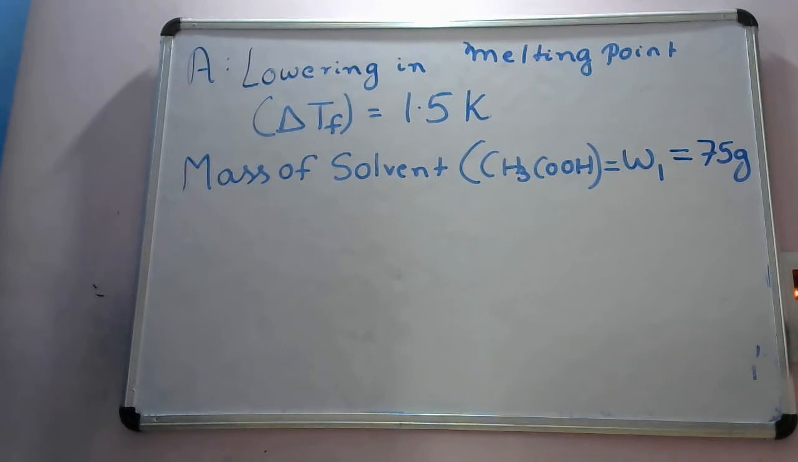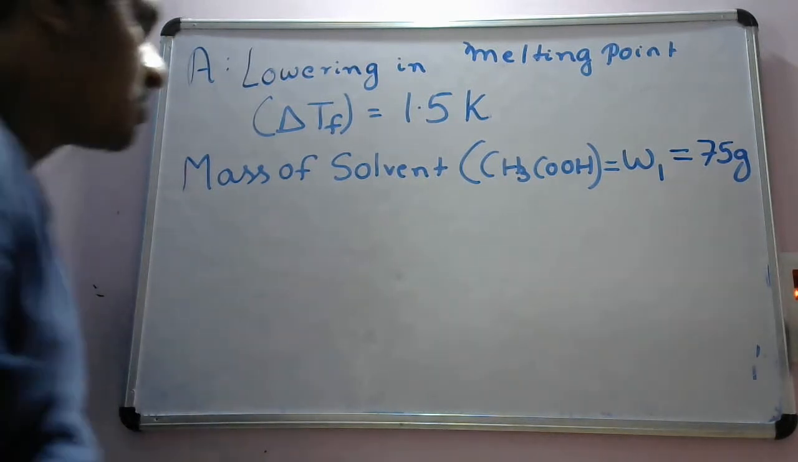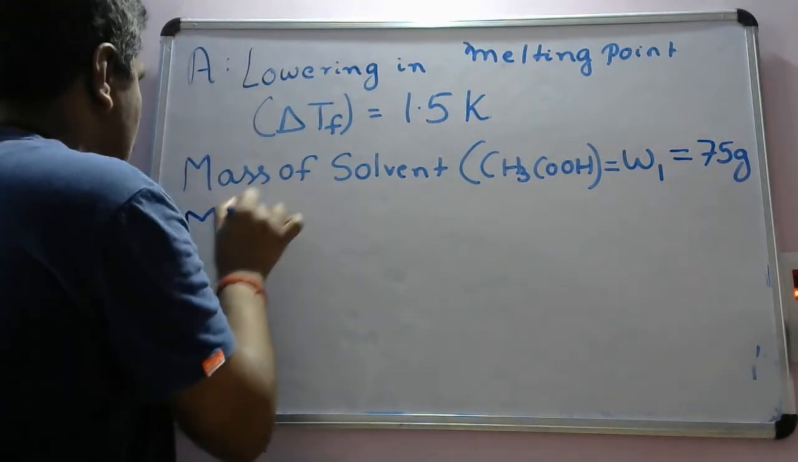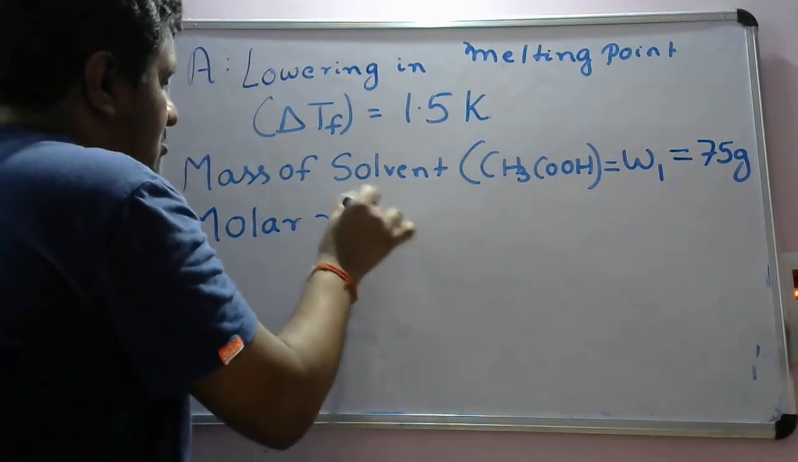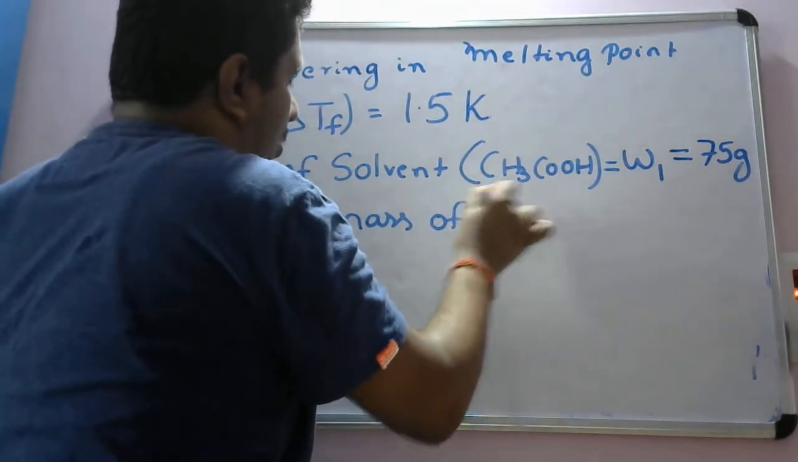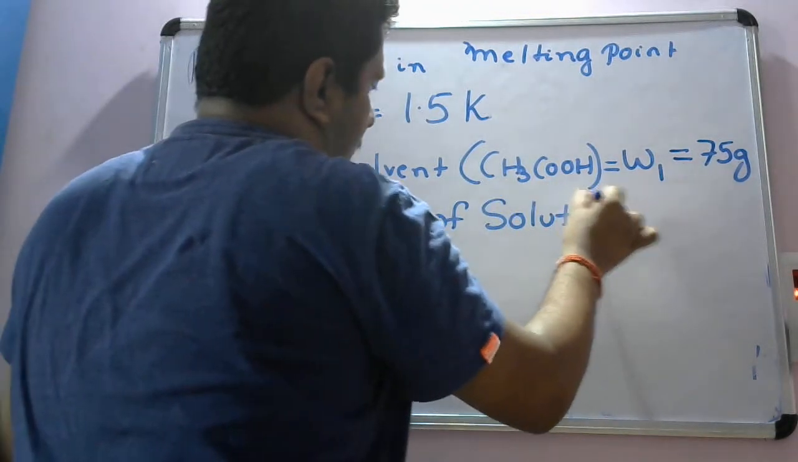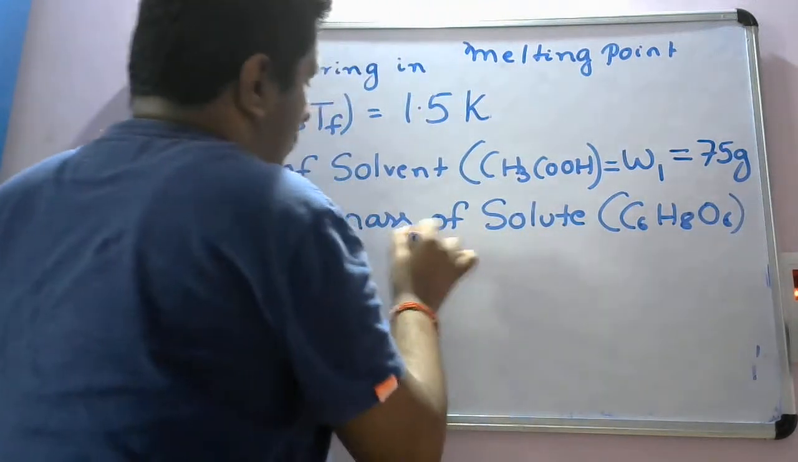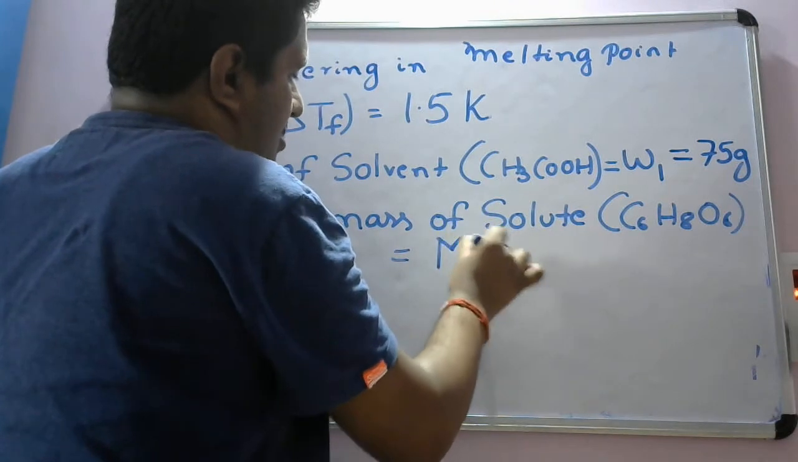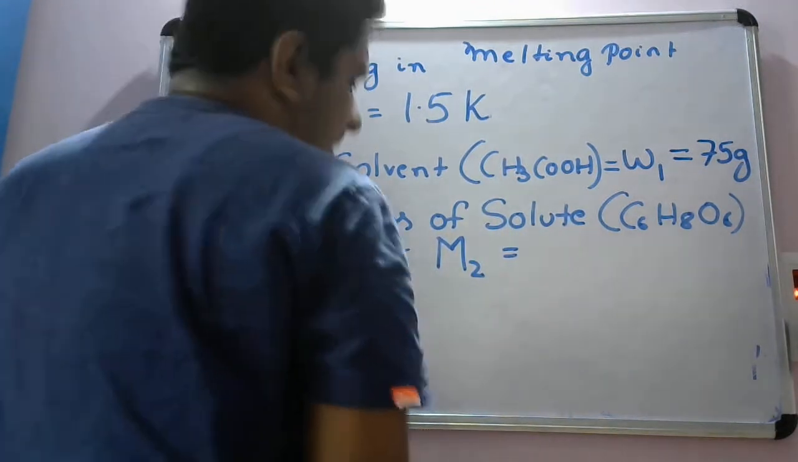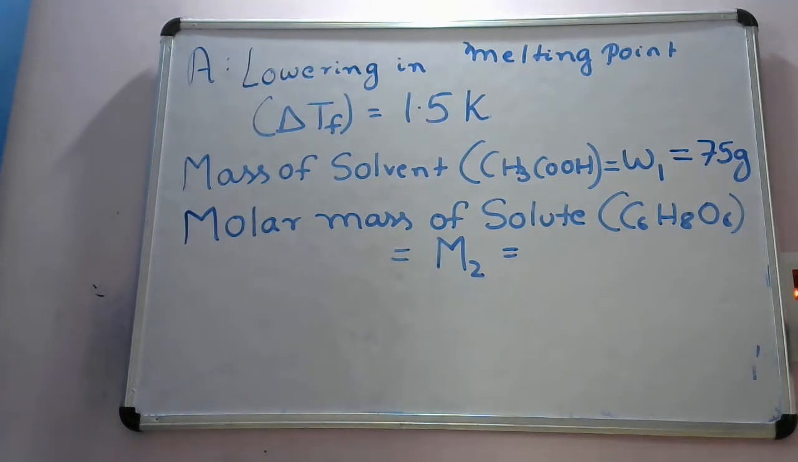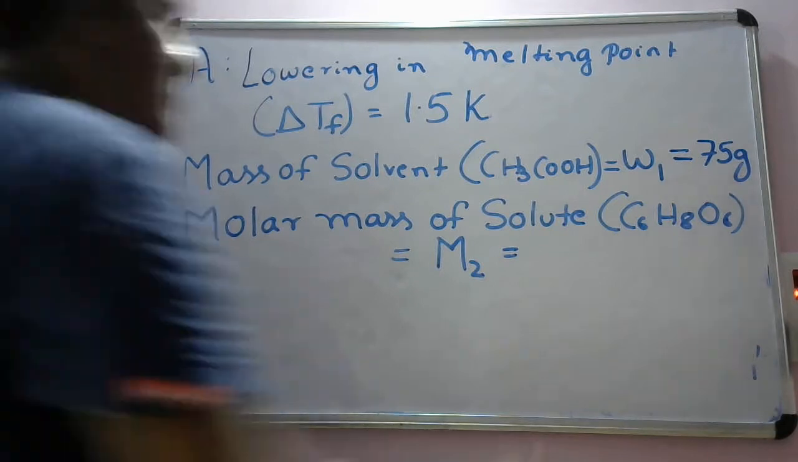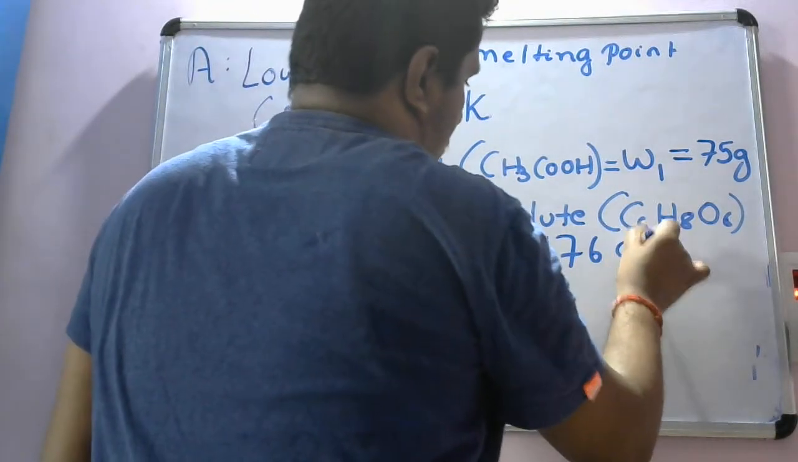Next, what we need is the molar mass of the solute. Solute is our ascorbic acid, C6H8O6. Molar mass of solute, the symbol is capital M2. We can calculate the molar mass of solute. Simply the molecular mass, that will give us 176 grams per mole.